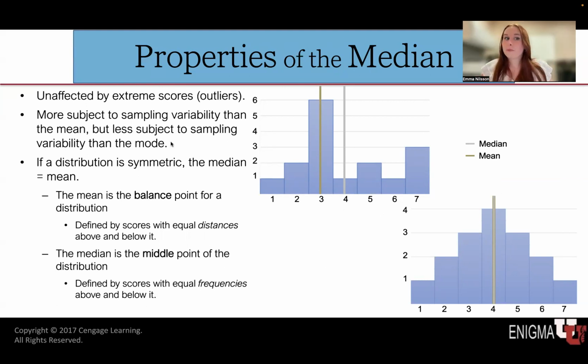However, it is more subject to sampling variability than the mean. So what that means is your median isn't going to be as consistent among different samples from the same population as the mean is. If a distribution is symmetric, like this one down here, the mean and the median are going to be the same thing because the mean is the balance point. So in a symmetrical distribution, it's exactly in the middle, and the median is the middle point, so it's always going to be in the middle. If your distribution is not symmetric, your mean and median will not be in the same place. And we'll get more into that later.